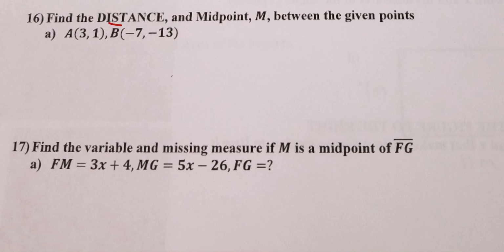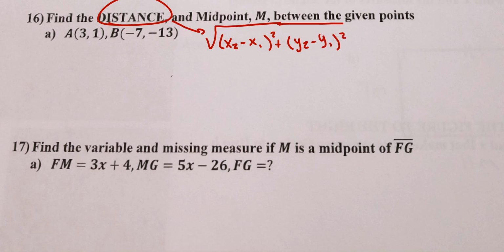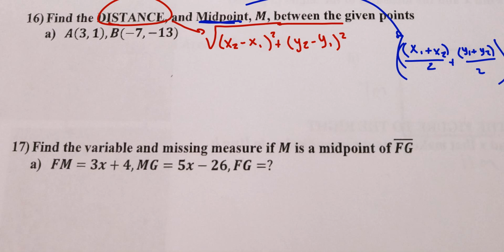Alright, 20, we're going to find the distance. Remember, distance is going to be the square root of x2 minus x1 squared plus y2 minus y1 squared. And then midpoint. So midpoint's going to be, you average the x's, so x1 plus x2 all over 2. And then y1 plus y2 all over 2. And make sure you do the top all by itself before you divide by 2. So we're going to do the distance first.